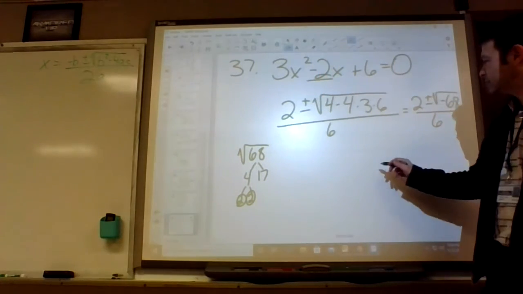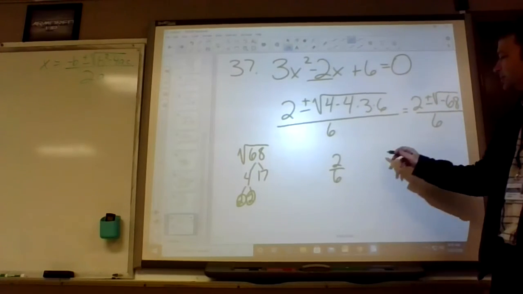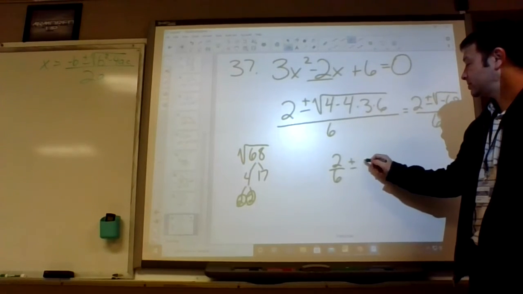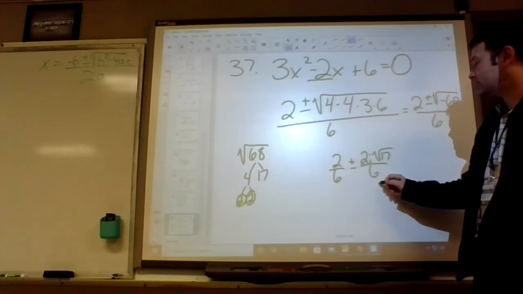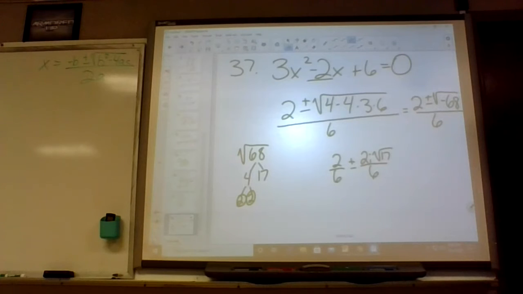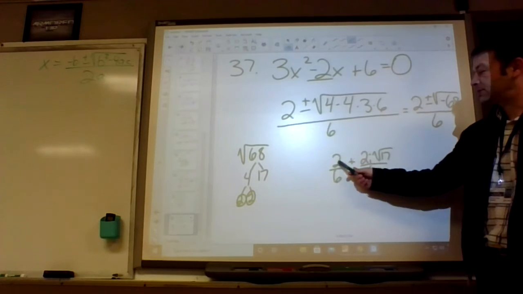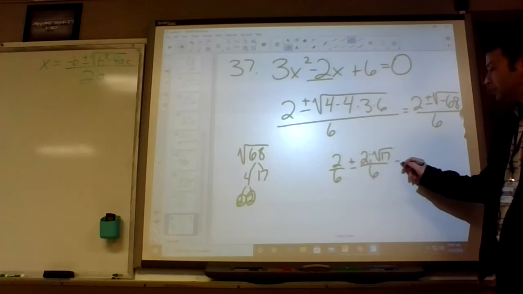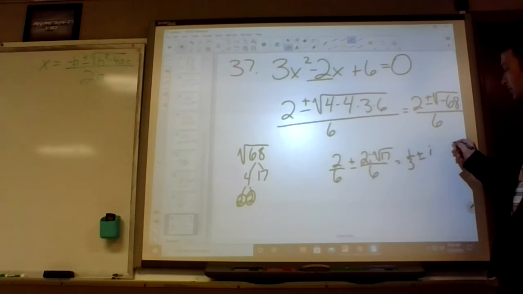So it's, we gotta split it again. 2 over 6 plus or minus 2 square root of 17 over 6. Is there anything else? Divide by 2. I can reduce the 2 and the 6 on both of those. So that'd be 1/3, right? Yeah. Plus or minus the square root of 17 over 3.